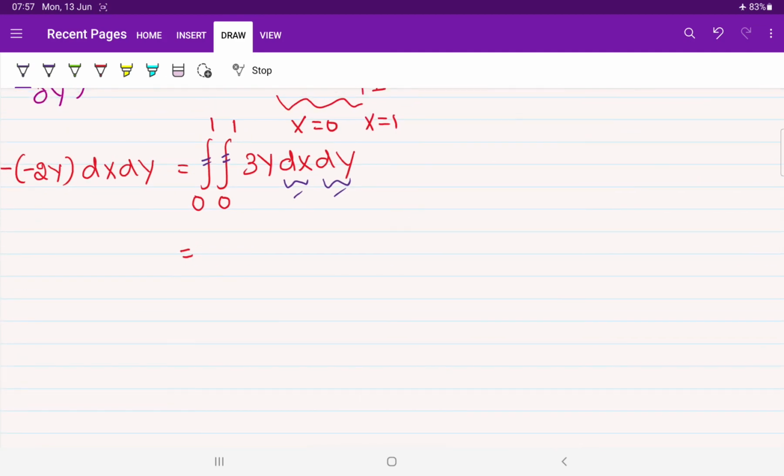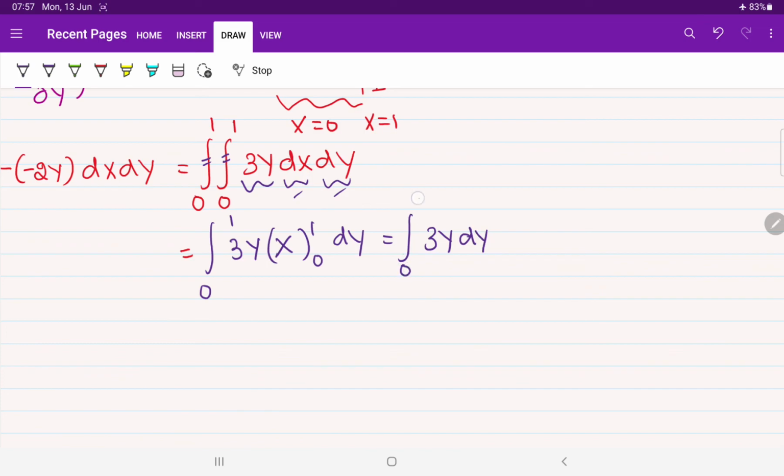Let us do it. First, I am going to integrate the function with respect to x. Since there is no x in the given function, directly dx will become x and the limits are 0 to 1. Still one more limit is pending. The upper limit is 1 and the lower limit is 0 for x, so 1 minus 0 will become 1 only. So simply we will have 3y dy, and the limit is from 0 to 1.